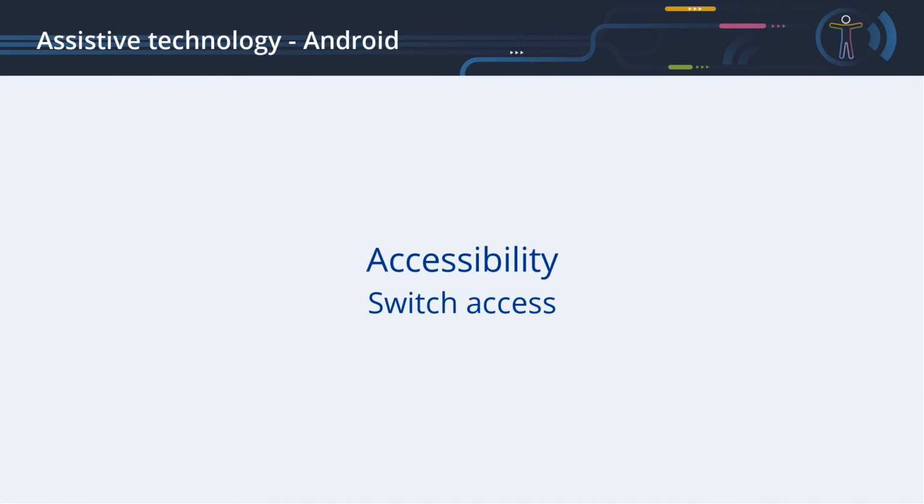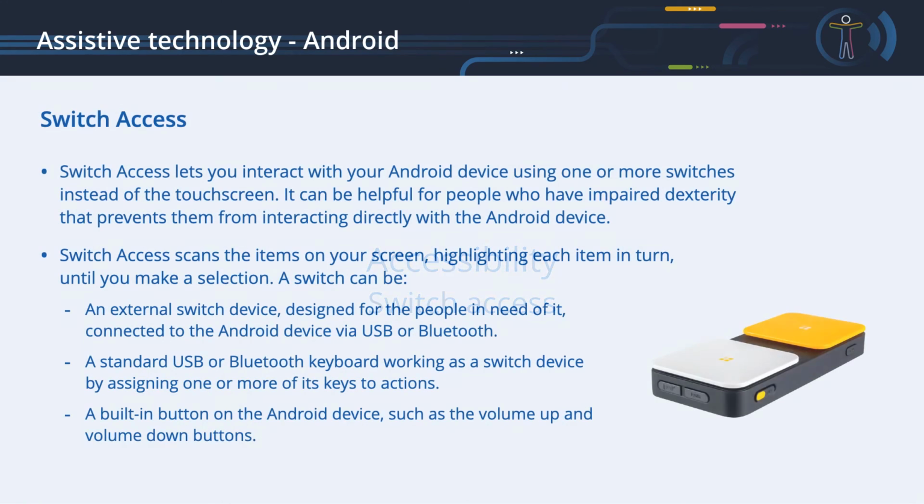Switch access. Switch access lets you interact with your Android device using one or more switches instead of the touchscreen. Switch access can be helpful for people who have impaired dexterity that prevents them from interacting directly with the Android device. Switch access scans the items on your screen, highlighting each item in turn until you make a selection.